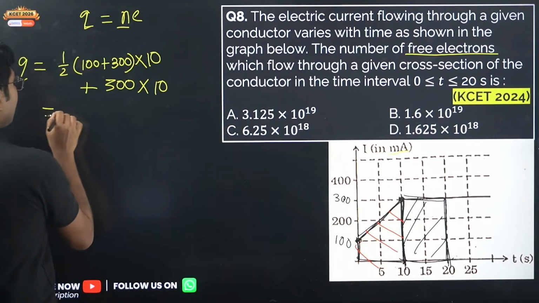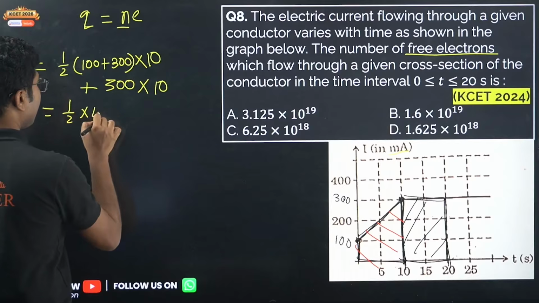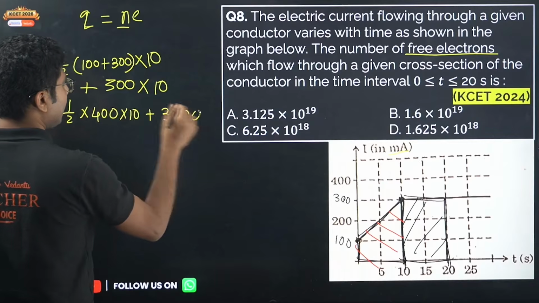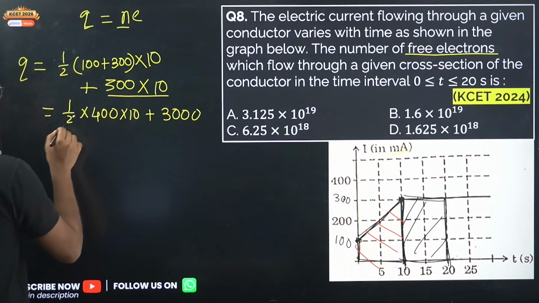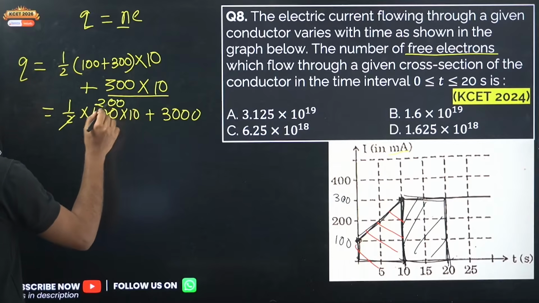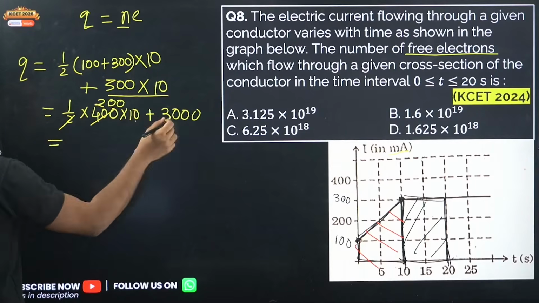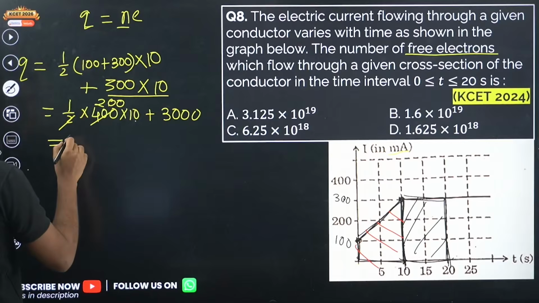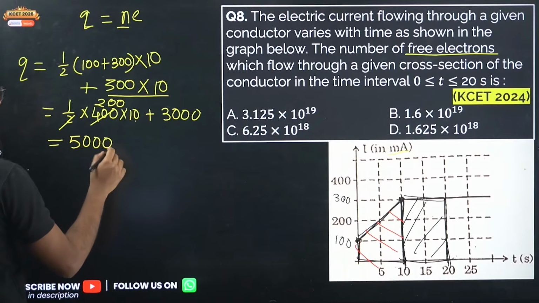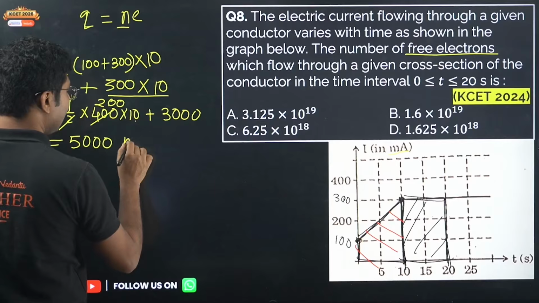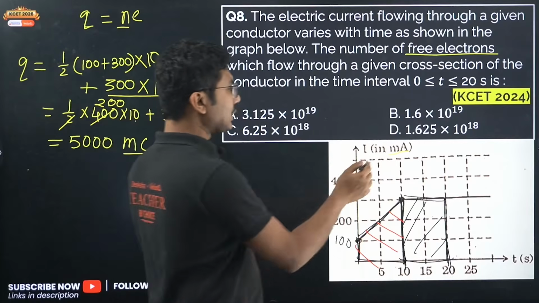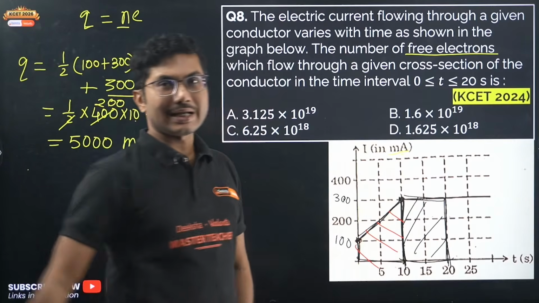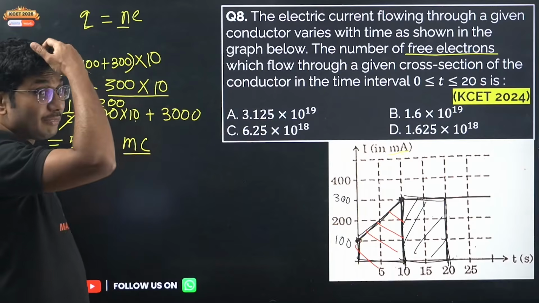So now calculate. Half into 400 into 10 plus 3000. This one is 3000. Now cancel this, we get 200. So 200 into 10 is 2000. 2000 plus 3000 is 5000. Now here, what is this? This is millicoulomb. Why millicoulomb? Because the current is given in milliamperes, and time is given in seconds. So that means the charge will be in millicoulombs.